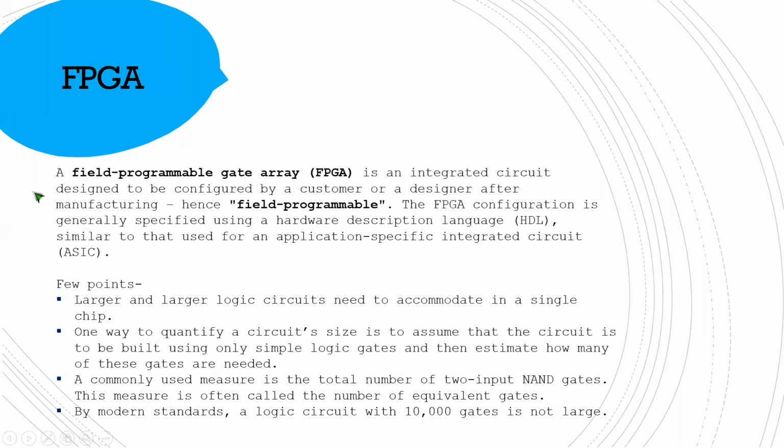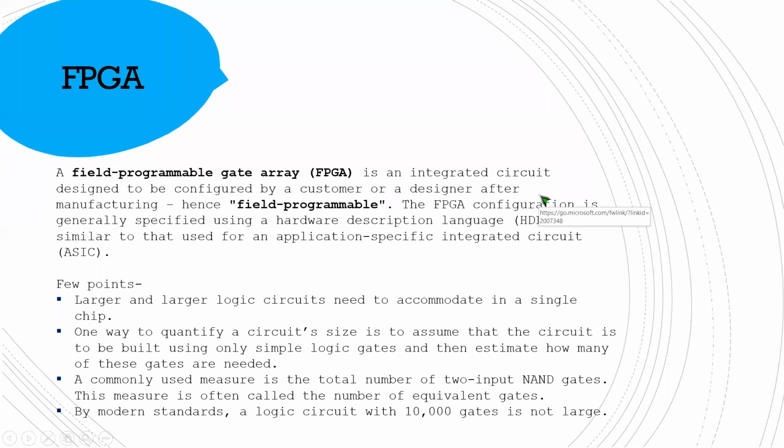It is an integrated circuit designed to be configured by the consumer or customer or a designer after manufacturing, hence field programmable. That means you can buy the device. Field does not mean the agricultural field. Field means your field of work, where you work. You buy the thing and bring it to your field, and you can sit and do the programming, and you can use the device. So that's why this is called field programmable device or field programmable gate array. Gate array means there are lots of arrays filled with gates, universal gates.